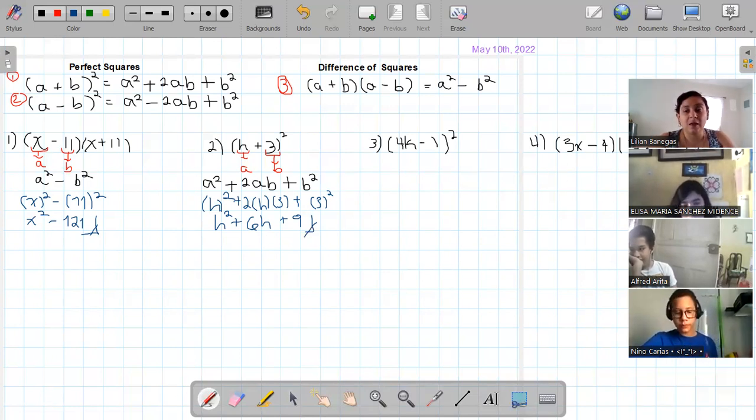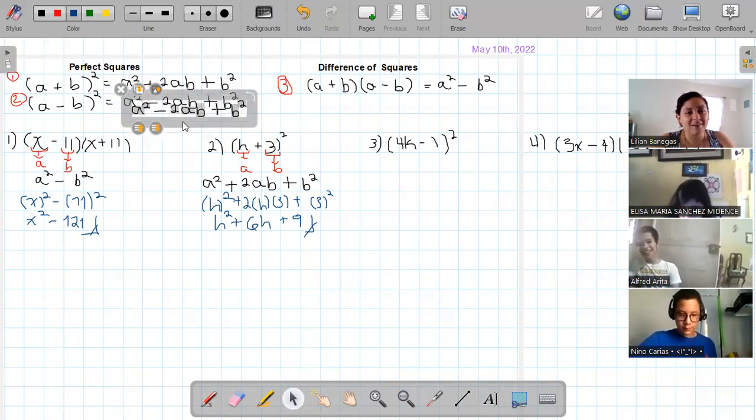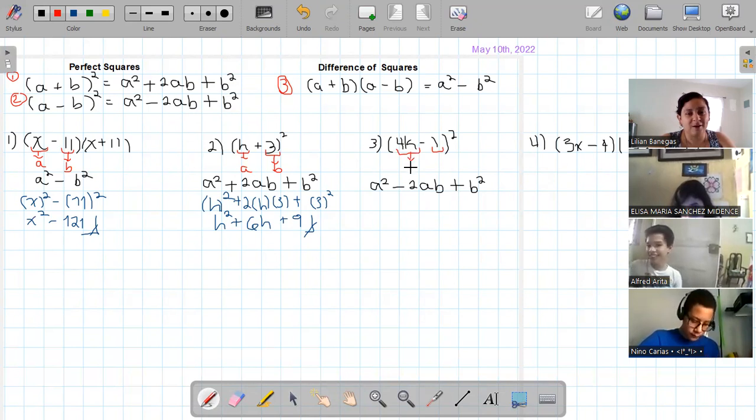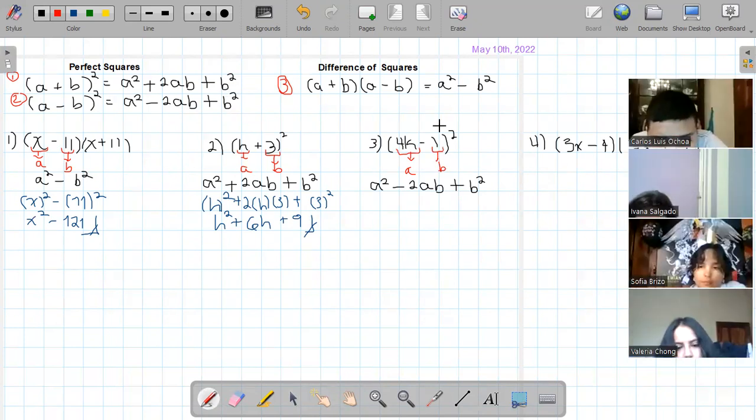Okay, let's see. Are you ready? Someone that's not Alfred, what formula or method number do we use? Number 2. Yes, Alfred. Formula number 2. So I copy the formula down here, and let's identify A. This is A, right? No, that is B. And 4K is A. Very good. So this is A, and you said that this was B. Very good. Now, let's substitute.